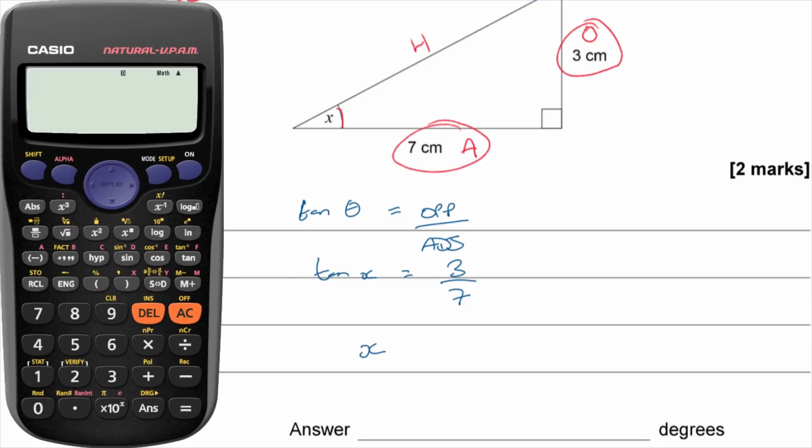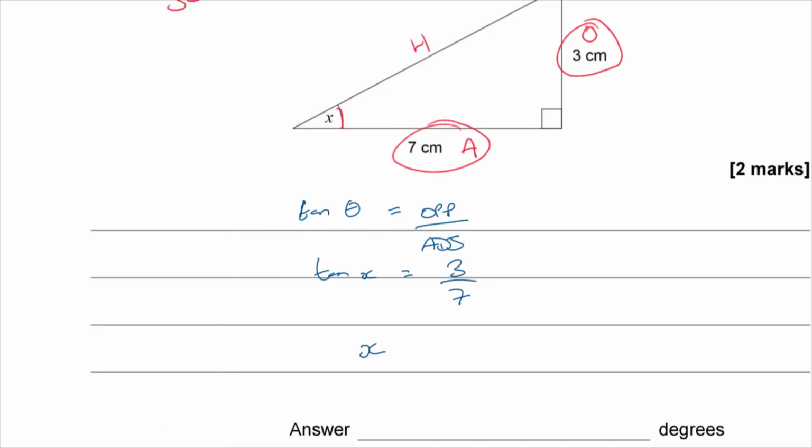So that's shift tan, 3 divided by 7. So my calculator is saying 23 and change. I'm going to write that down to 1 decimal place. 23.2, and the unit is degrees, isn't it?